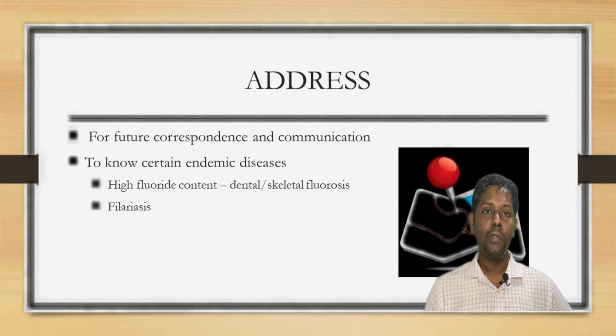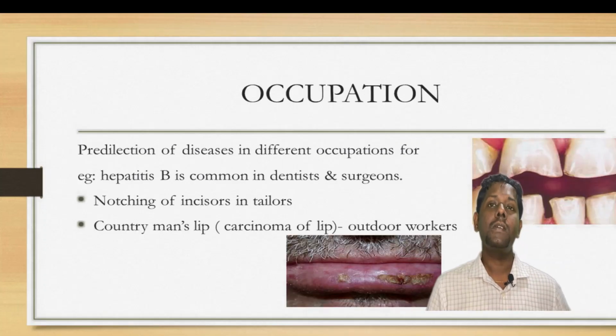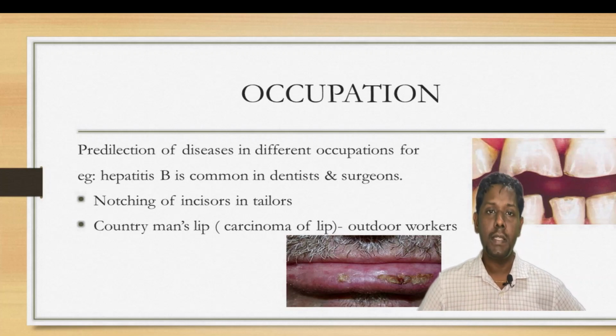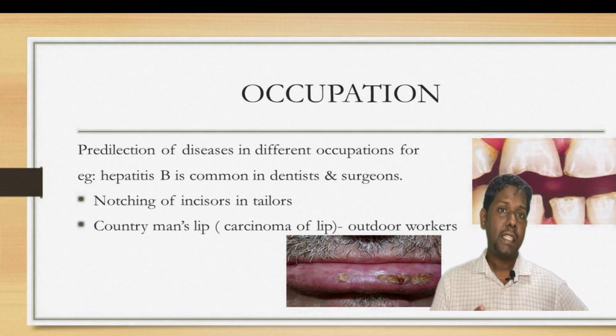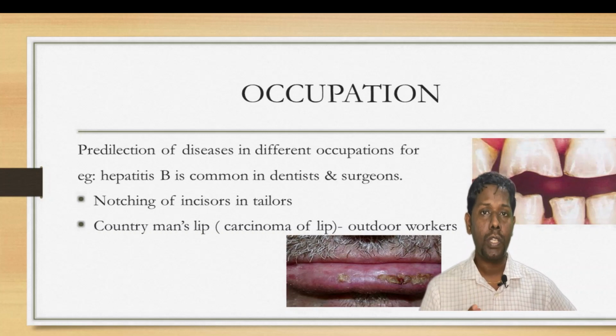This is the main reason why we are going to ask about the address or the nativity of the particular patient. Coming to the next demographic data, that is occupation. And why do you need to ask about occupation? Because of occupational diseases. For example, if the patient works in acid factories, battery acid factories, wasting diseases like erosion can happen.